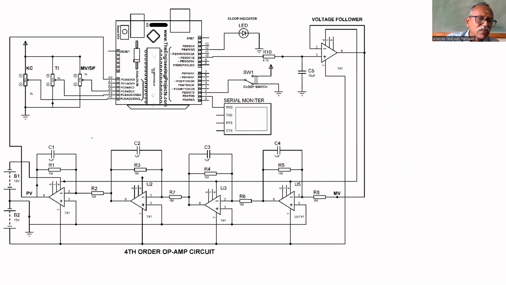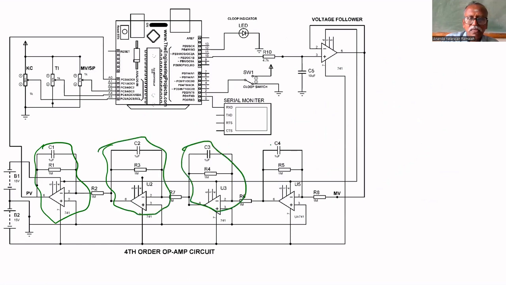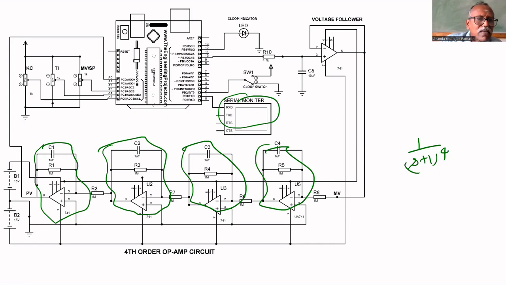This is the circuit. There are 4 stages of op-amps, so it is 1 by s plus 1 to the power 4. This is the serial monitor. Here, 3 ports are connected in such a way that we can adjust the manipulated variable or set point. We can adjust Ti. We can adjust Kc. So A0 is PV. The process variable is given at A0.